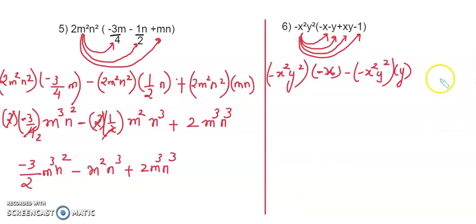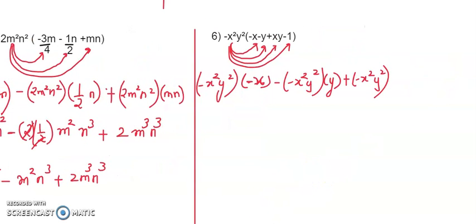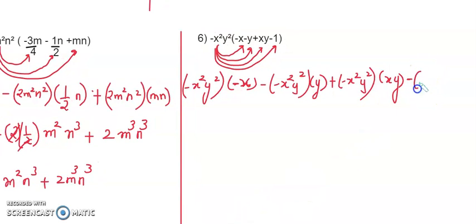So we'll say a plus minus x square y square into xy. Now what's the sign between xy and 1? Minus. So again we'll say minus x square y square into 1.